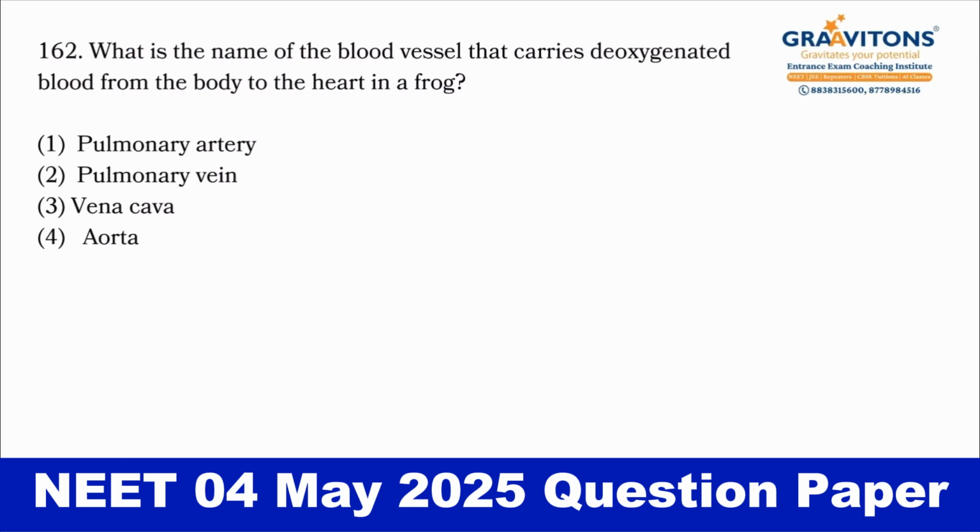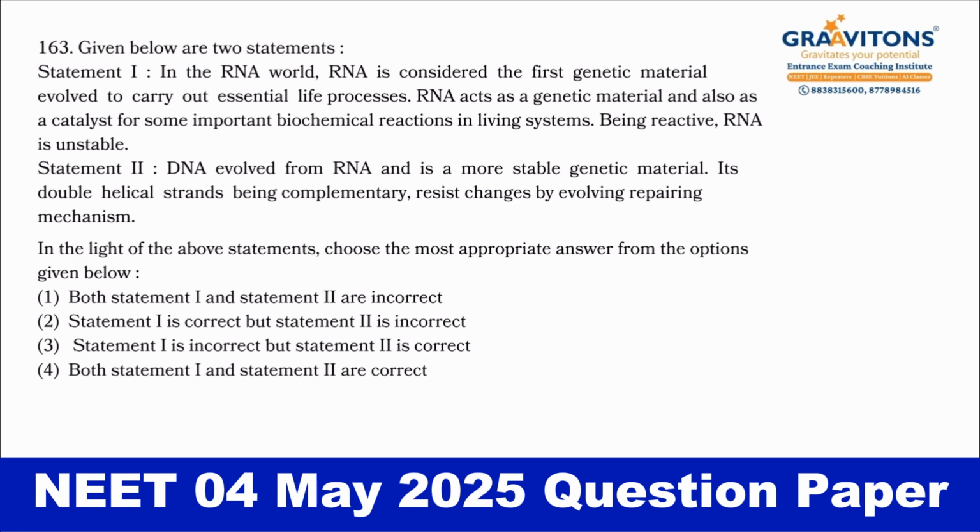Next, what is the name of the blood vessel that carries deoxygenated blood from the body to the heart of a frog? It is vena cava. And the next question, number 163. Given below are two statements and we have to find out the appropriate answer.